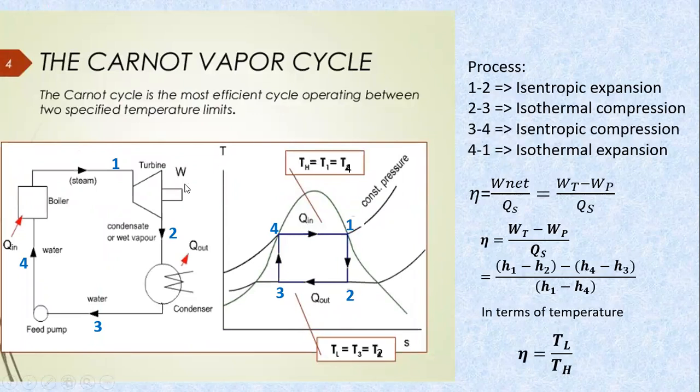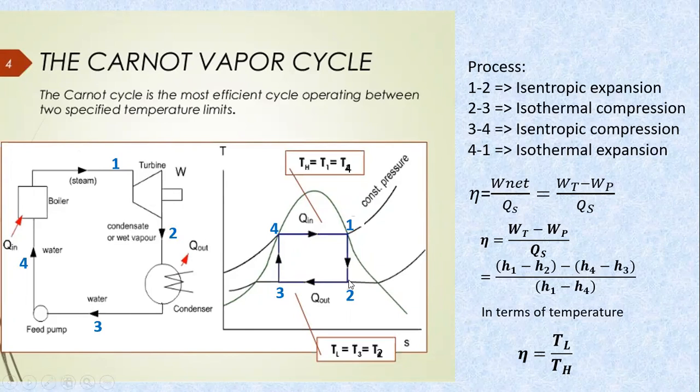Here in this slide, the schematic of a Carnot vapor power cycle and the TS diagram is shown. The Carnot cycle is the most efficient cycle operating between the two specified temperature limits. This Carnot cycle mainly consists of four processes. Two are isothermal processes and two are isentropic processes, that is constant entropy.